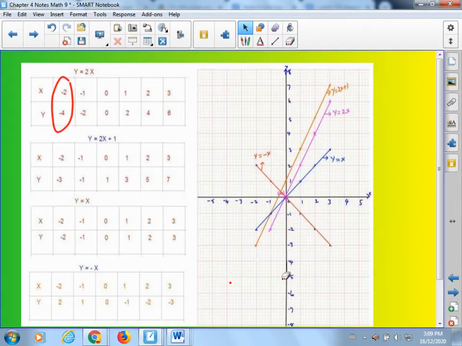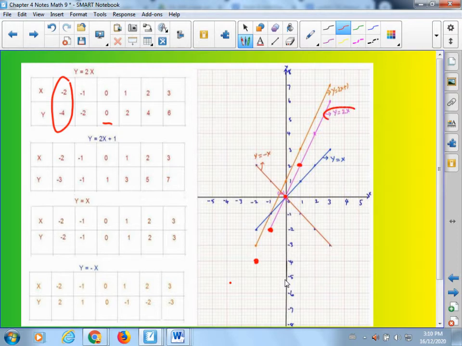Sorry for that interruption. So if I'm plotting -2, -4, I'm looking for -2 and -4 down at the bottom, which would be right here. If I'm looking at -1, -2, so my next one, -1, -2 would be right here. If I'm looking at 0, 0, it would be right here. If I'm looking at 1, 2, I'm finding the 1 and then the 2. Can you see what line they would be connected to?